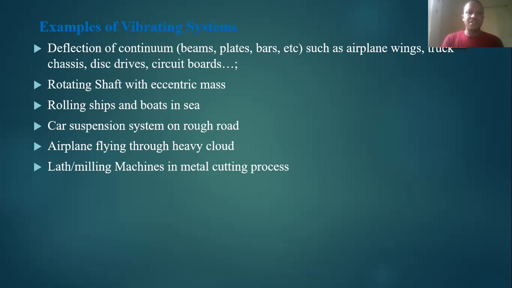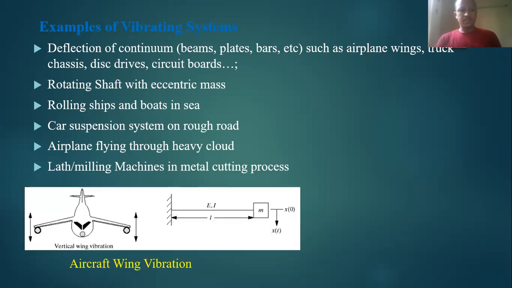Again, the structure of lathe machines and milling machines, at the time when we are performing metal cutting, the system will vibrate. So as we know, aircraft wings have a long span, so the tips of the aircraft wings also vibrate, and we can model it as a simple cantilever beam with a kind of lumped mass, with the material property EI. So this is a representation for the aircraft wing vibration.